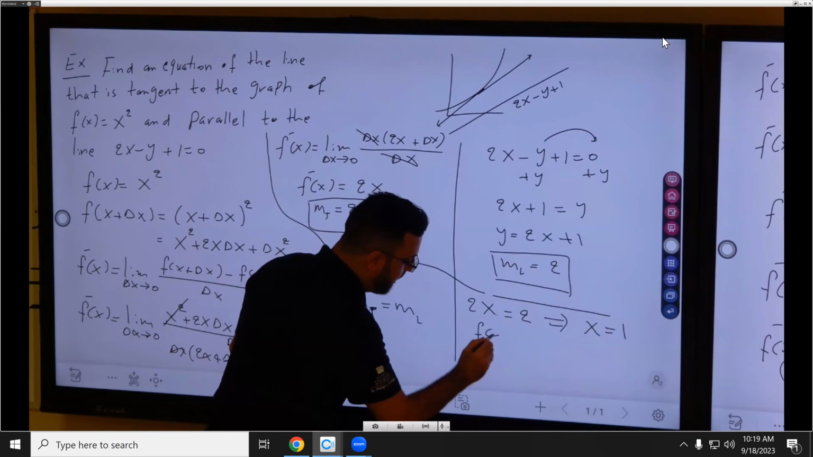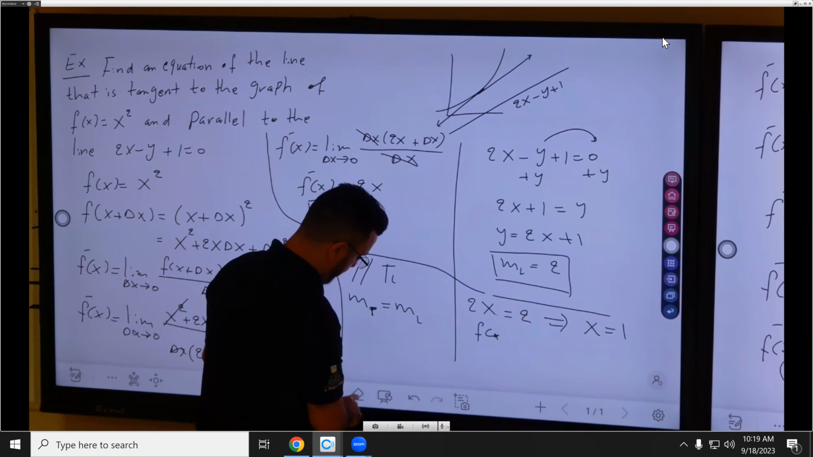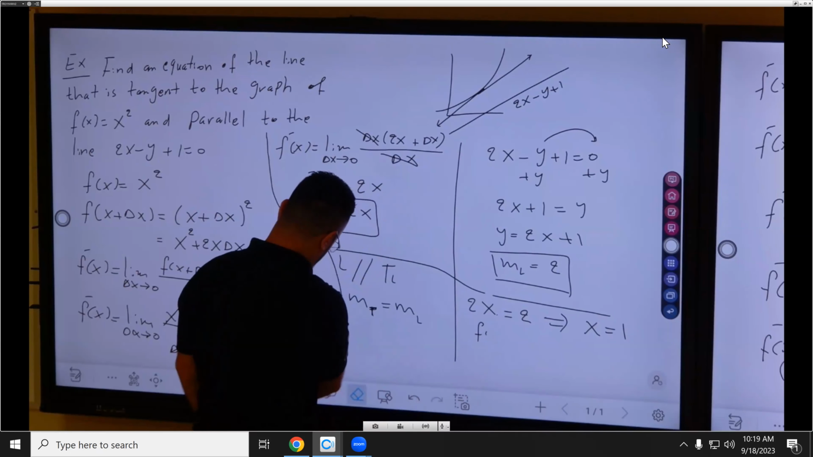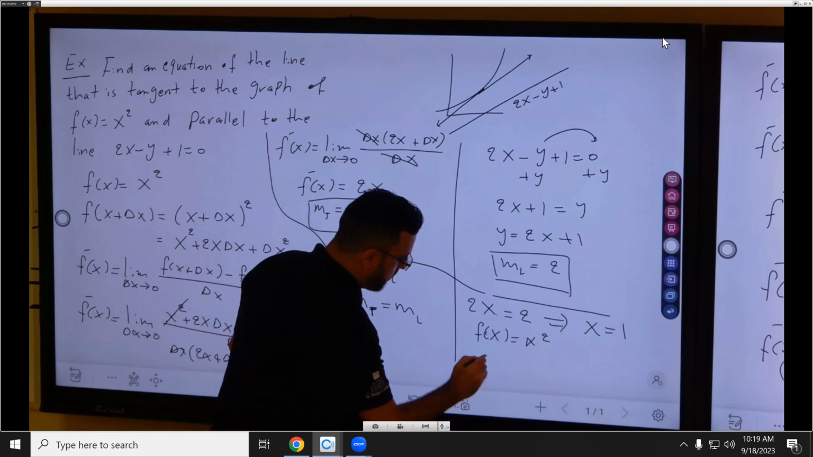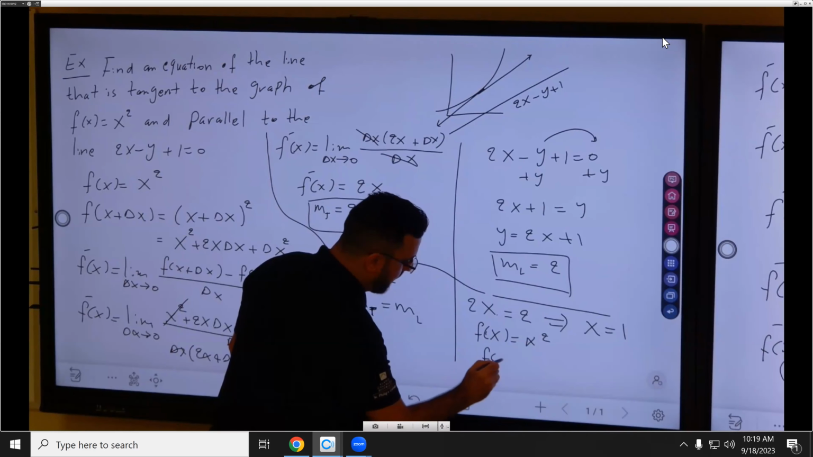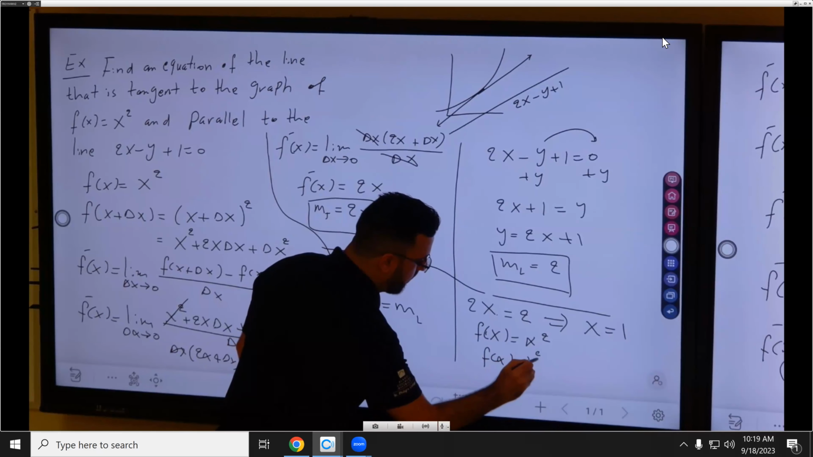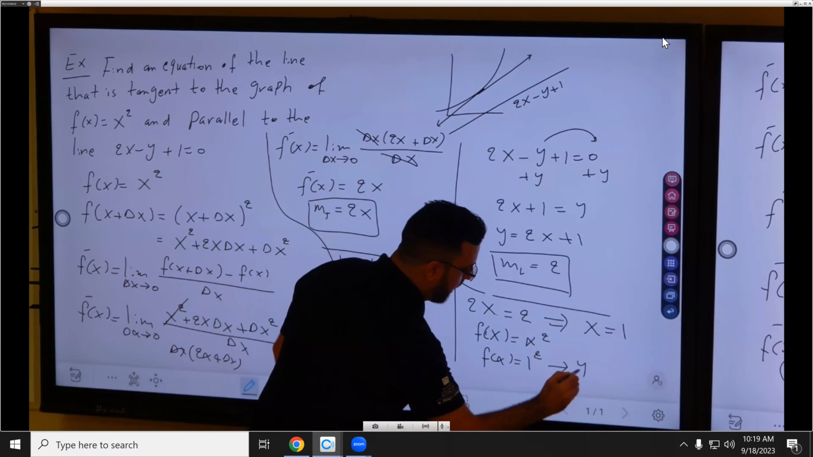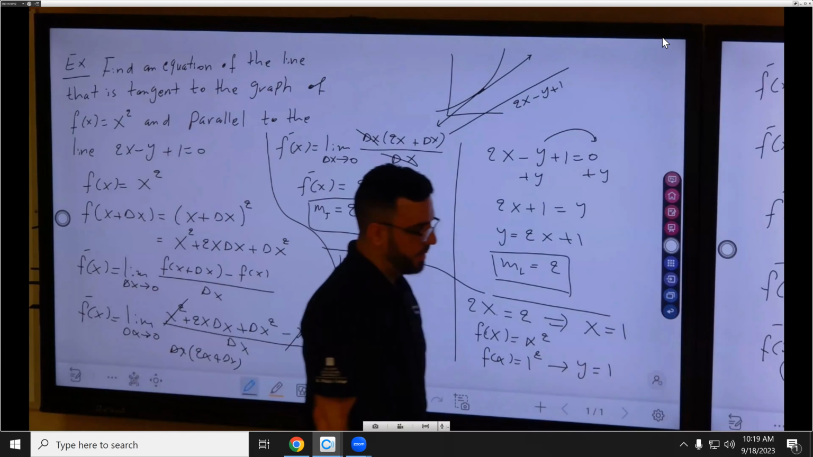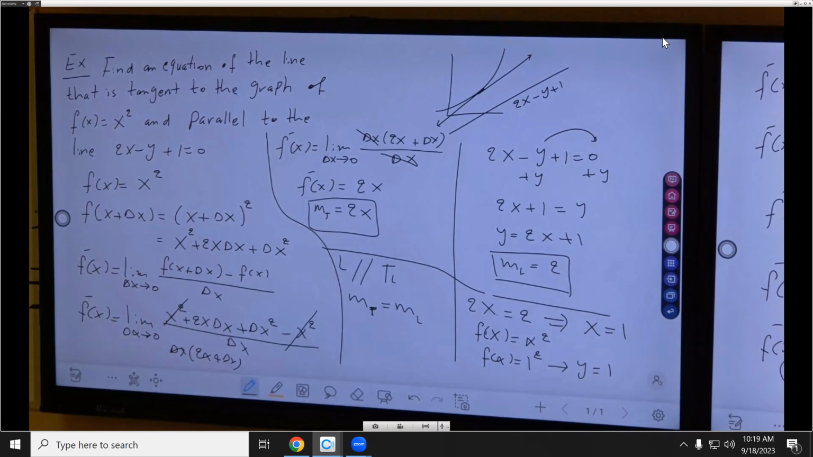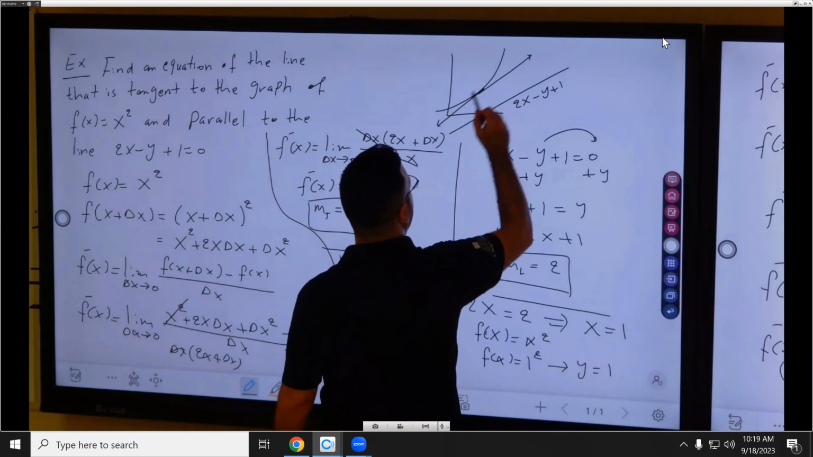That means f of x equals x squared. With x equal 1, f of x is going to be 1 squared, that means y is going to be equal to 1. Do we have a point now? Yes or no? We need to find what? The point is 1, 1. We need to find this line.